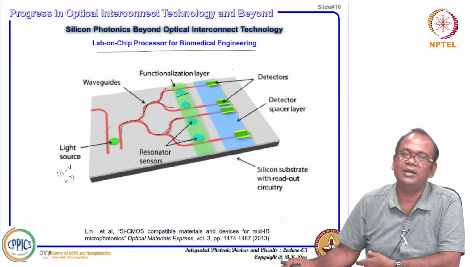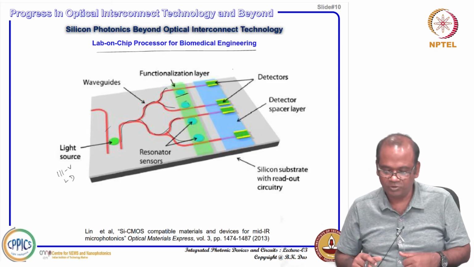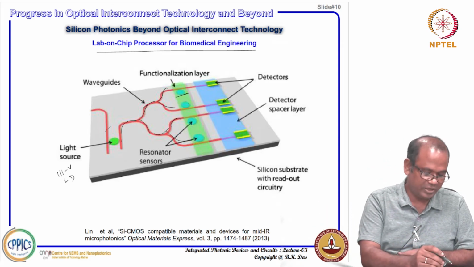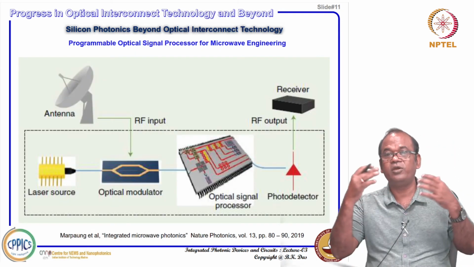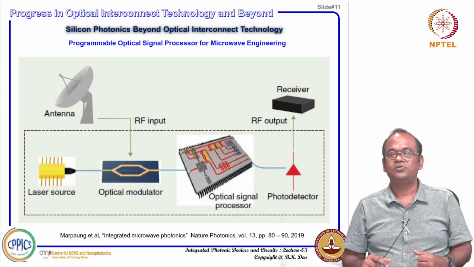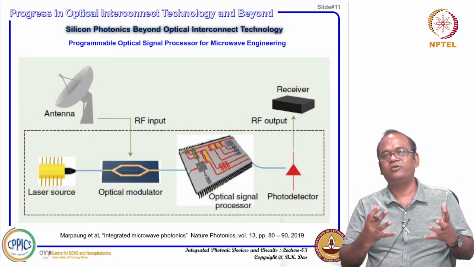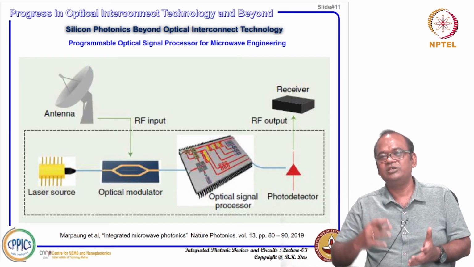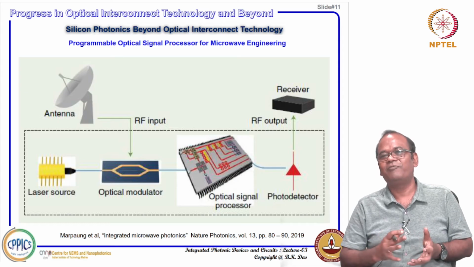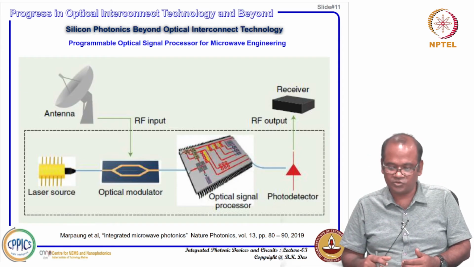So, you can use that as a so-called sensor, a biomedical sensor purpose, that is one application. And another application is microwave engineering. So, programmable optical signal processor for microwave engineering. You know, in microwave engineering, people are trying for higher and higher carrier frequency to go for 5G communication, 6G communication, people are going beyond 25 gigahertz and so on.